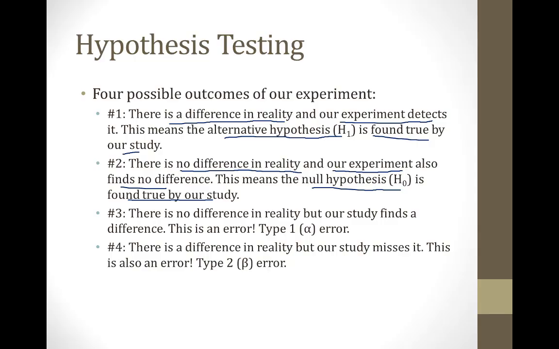Possibility number three is that there's no difference in reality, but our study finds a difference. So this would be an error. This would be an erroneous finding of our study. And we call this type of error a type 1 or alpha error. This means you believe there's a difference, but there isn't one there.